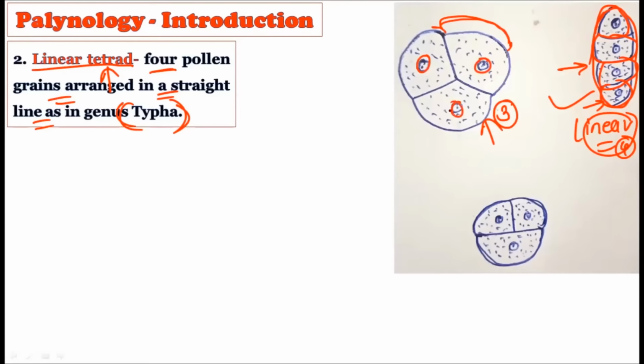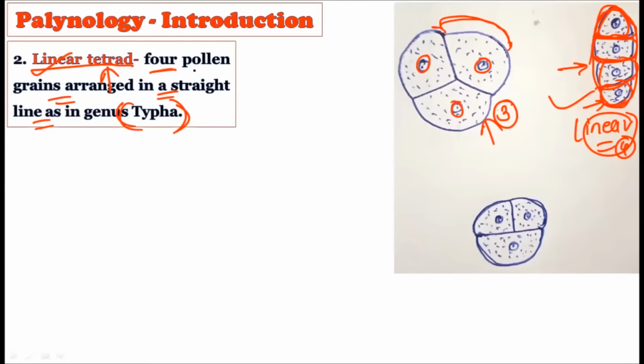Okay, and that is why it looks like there were three pollen grains, but actually these are four pollen grains. Okay, in the linear tetrad, you will always find four pollen grains because they are arranged in a straight line. Okay, how were they arranged? They were arranged in a straight line. That is why we can see them with the naked eye, right?